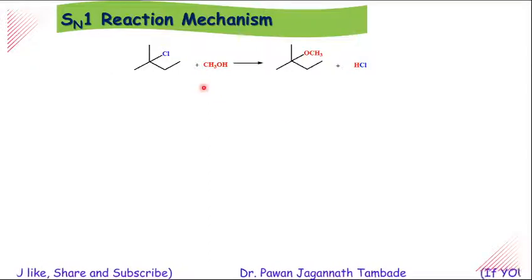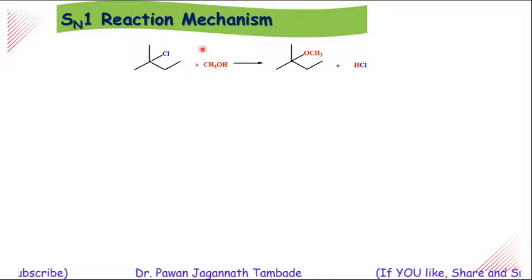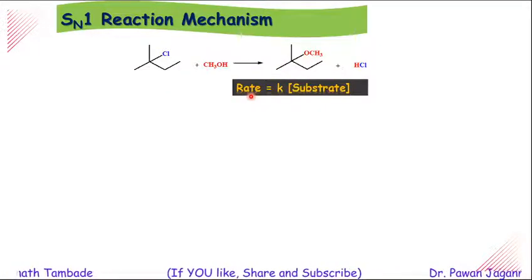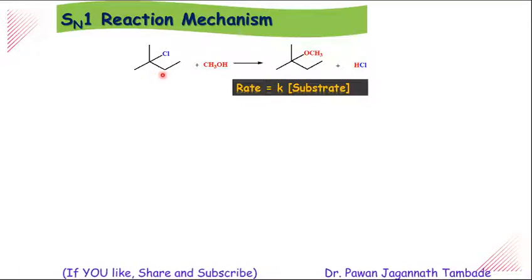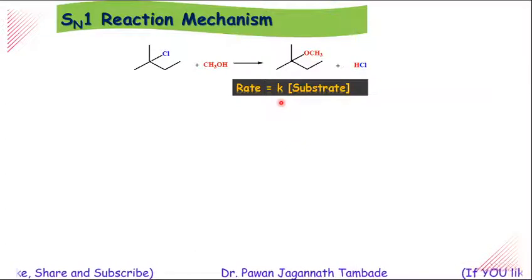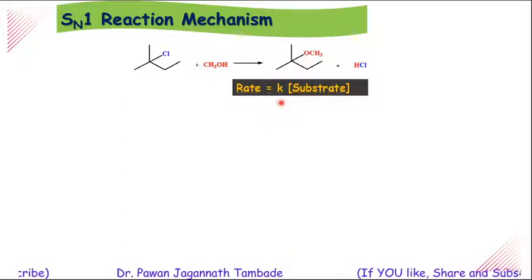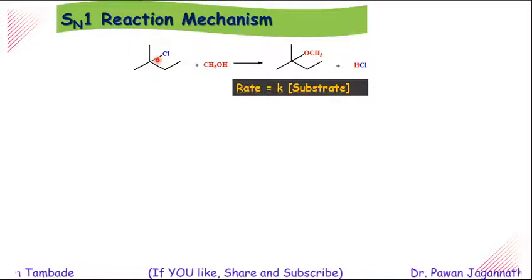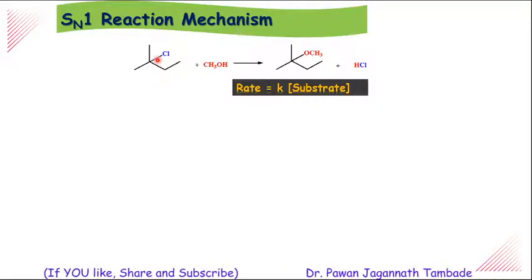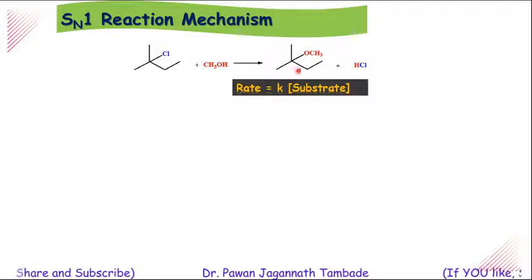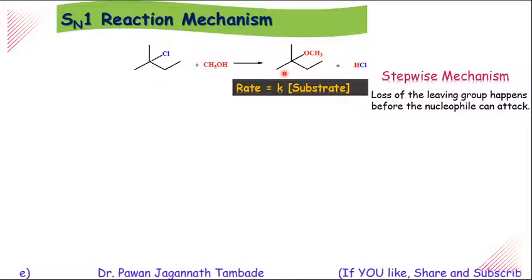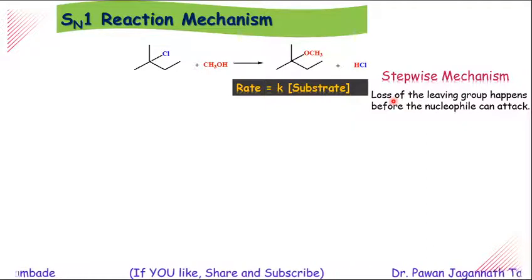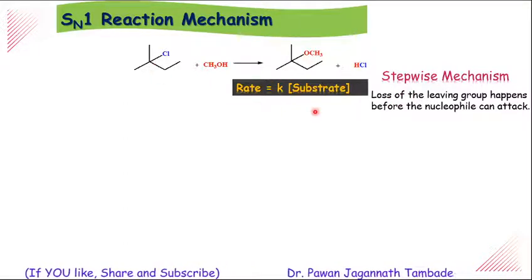For that, again consider the same example where this tertiary alkyl halide reacts with methanol, which acts as a nucleophile, to give this type of product. We already saw that in this case rate of reaction depends upon concentration of substrate only and is independent of concentration of nucleophile. When such reactions were investigated, it was observed that the reaction outcome is different in different cases. When we start with some chiral molecule, we get different types of product. Based on those observations, it has been concluded that this SN1 type of reaction occurs in a stepwise mechanism. So in SN1 mechanism, the loss of leaving group happens before attack of nucleophile on the electrophilic species, and the stepwise mechanism of such reaction can be like this.